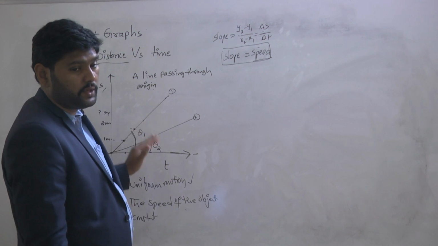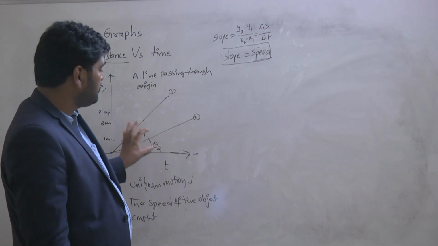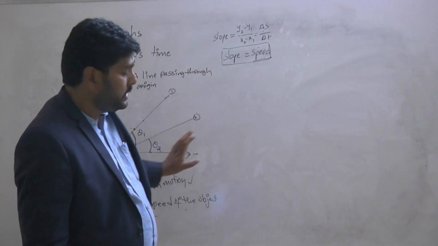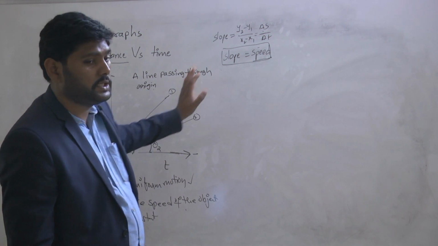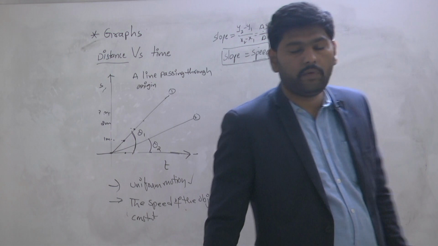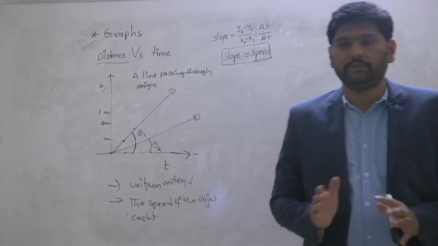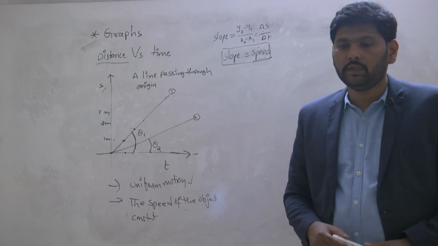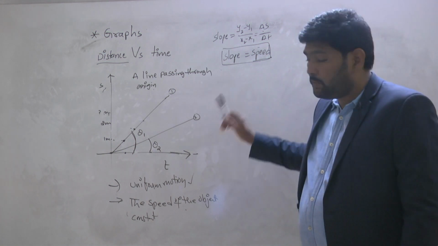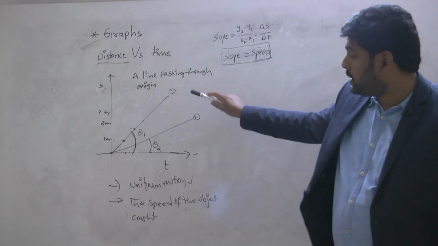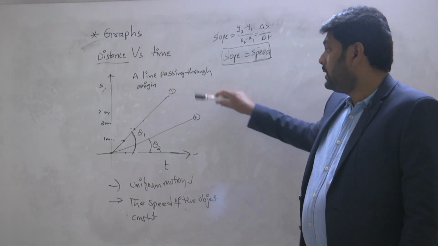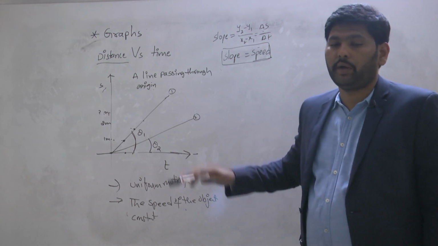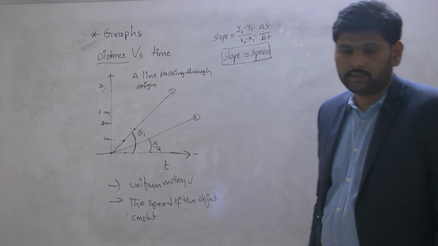When you draw the graph, this is the way you get the lines. This first line indicates that the slope is more, and slope more means the speed of the object is more. In the second graph, the slope is less, indicating that the speed is less. That way we can compare the speeds of objects using the distance versus time graph. But these two are both moving with uniform motion. This one has greater speed, and in this case the object has comparatively lesser speed. Understand?